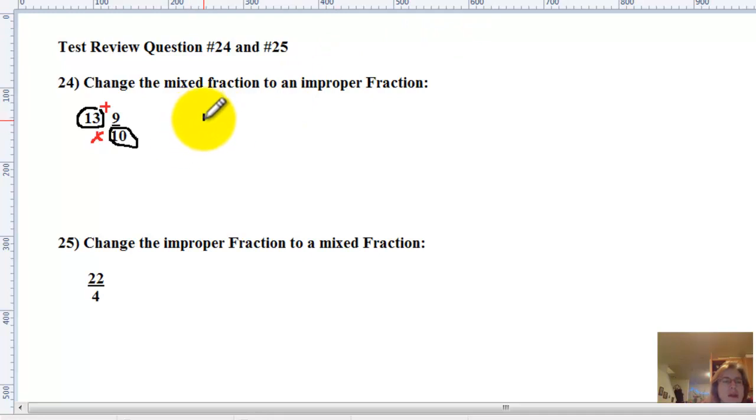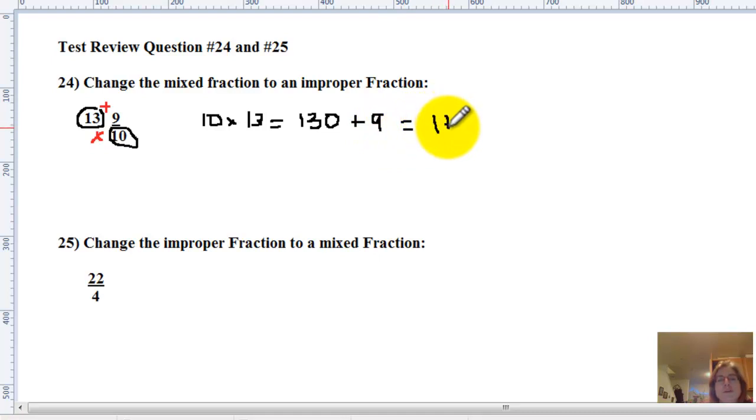If we have 10 times 13, and we get an answer, 10 times any number, you just add a 0 to that number. So that will give us 130. And then you add the 9 to the 130, and you get 139. That becomes your new numerator. 139, and that goes on top. A numerator goes on top of the fraction.